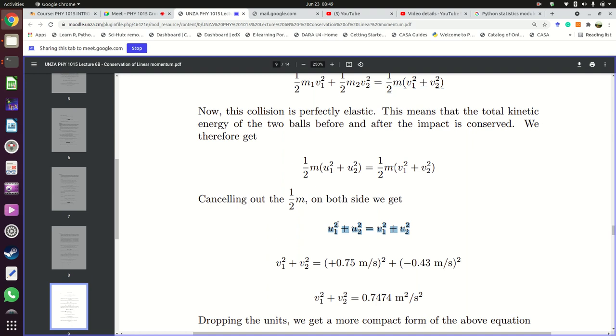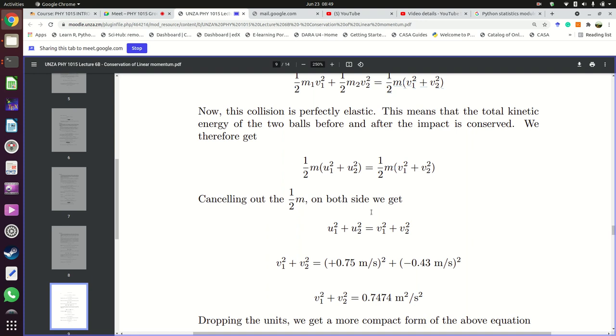Okay. So since we know u1 and u2, we can substitute for u1 and u2 so that we can find out how v1 squared and v2 squared are related to each other. So v1 squared plus v2 squared is going to be equal to, again, we chose east to be our positive direction and west to be our negative. So we still stick to that.